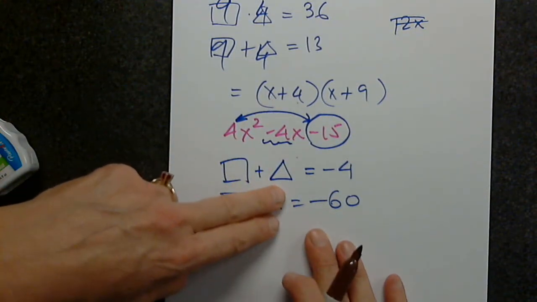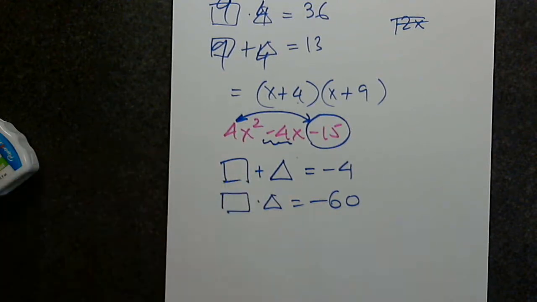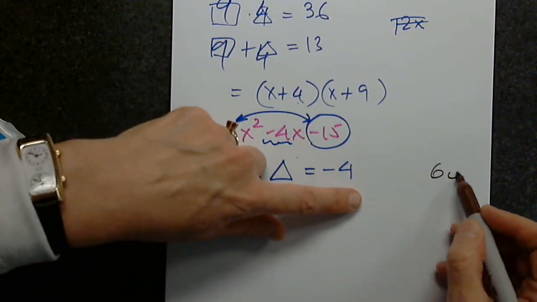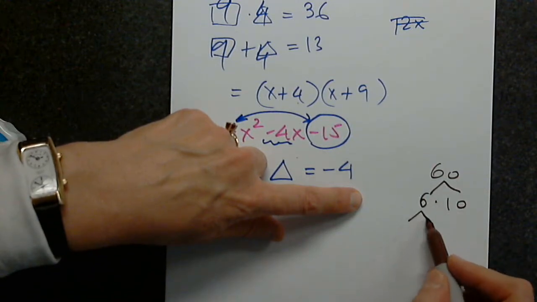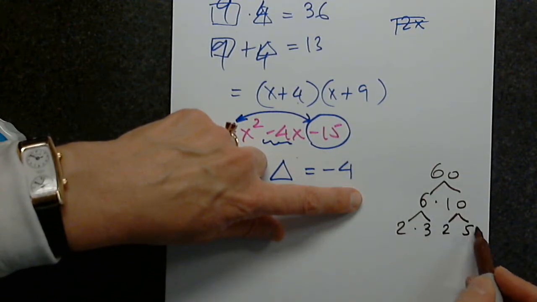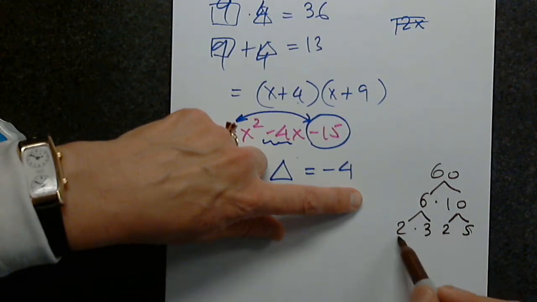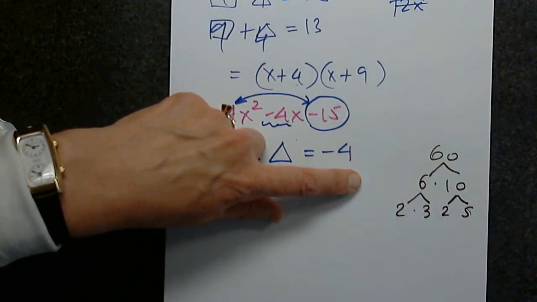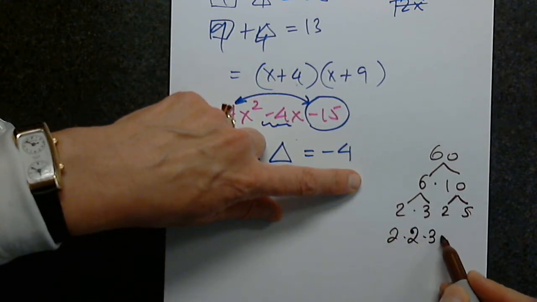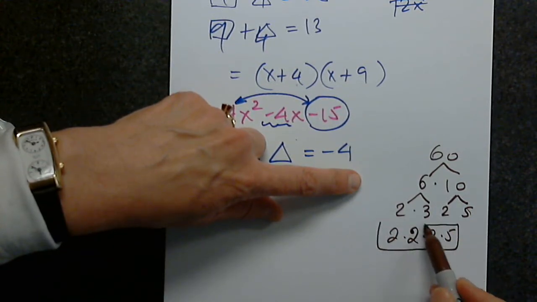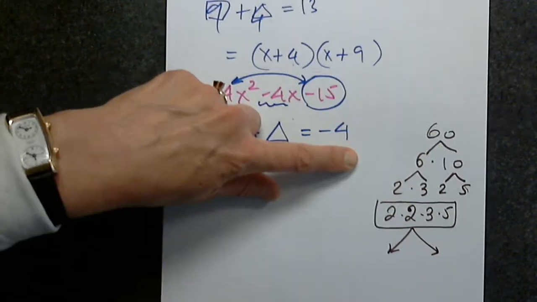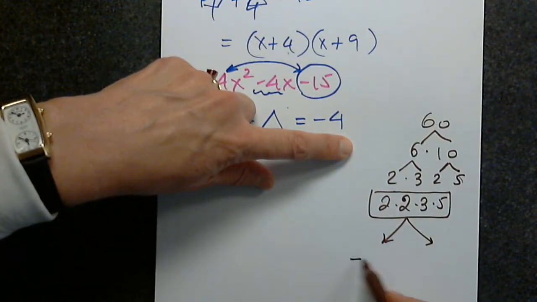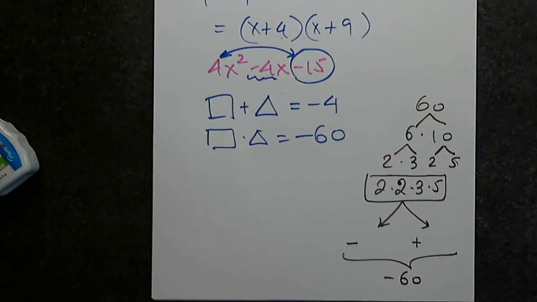So here's what I would do. Every time the product becomes a larger number, I factor it. So it's 60, and 60 is 6 times 10. Well, 6 is 2 times 3, and 10 is 2 times 5. These are prime numbers. This is the prime factorization of 60 that we learned in arithmetic. So 2 times 2 times 3 times 5. Using all these numbers, I want to come up with two factors. One that is negative and one that is positive, so that when I multiply them, I get negative 60. But they should be 4 apart, because I want the sum to be negative 4.